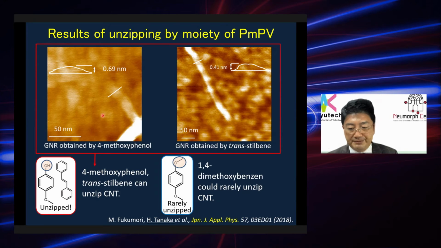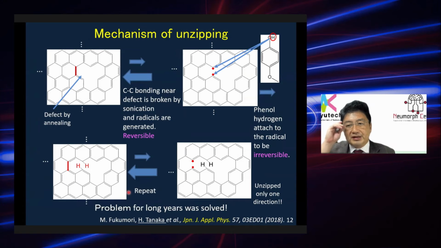So in this case, radical H is coming out to the solution, and in this molecule, the radical cannot come out from the molecule to the solution. So we thought this kind of radical H plus ion is working for the unzipping of carbon nanotube to get graphene nanoribbons. And the mechanism of unzipping is like this.